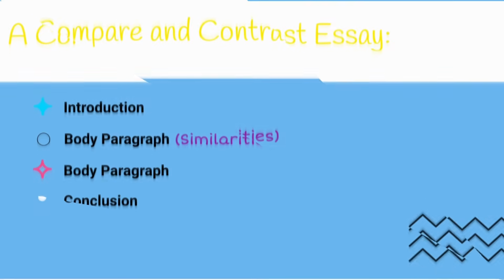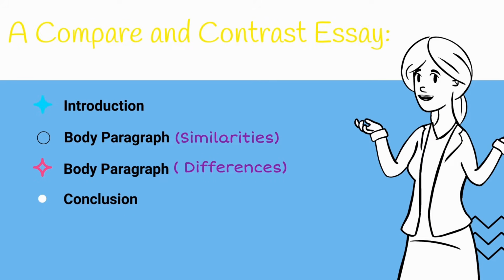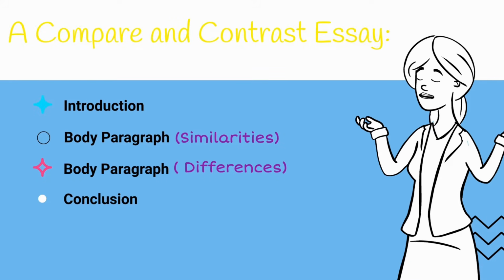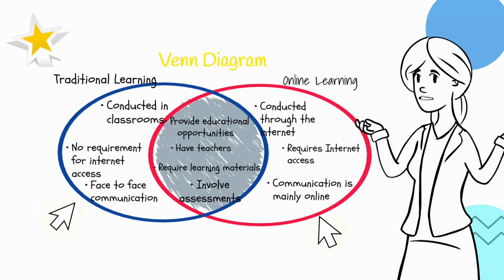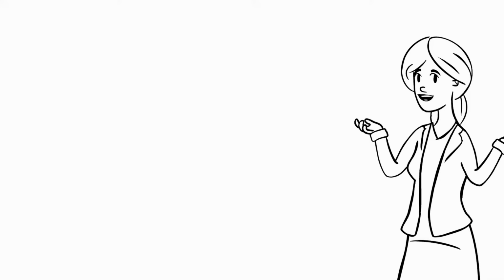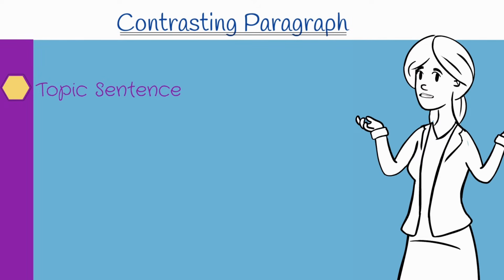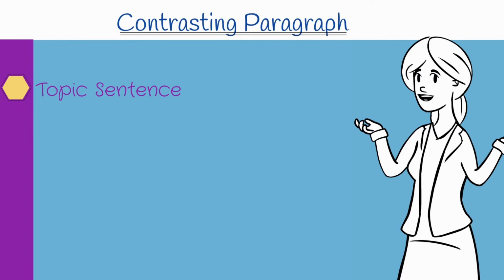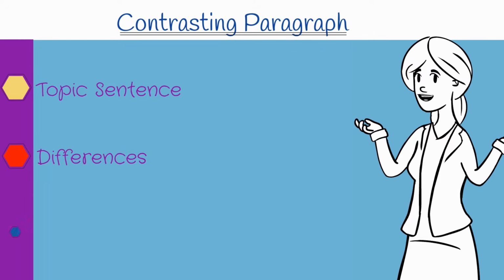The second body paragraph is the contrasting paragraph. This paragraph will entirely focus on differences. Take a look at the Venn diagram. And this time, look at the differences. Begin with a topic sentence that introduces the main idea of this paragraph, followed by several sentences that highlight the differences, then a concluding sentence.